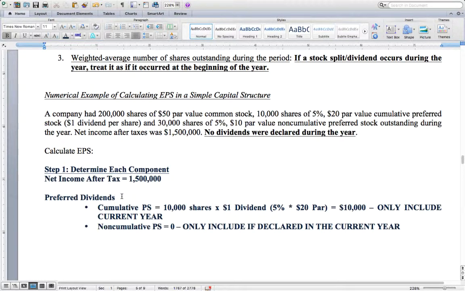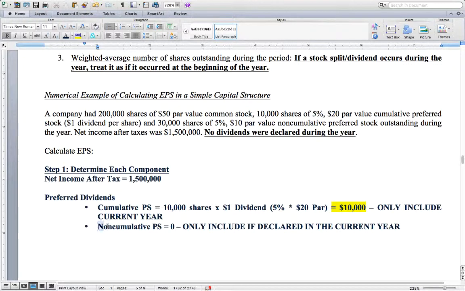As we noted previously, there are cumulative and non-cumulative preferred stock. As the fact pattern in the problem provides, there were no dividends declared during the current year. Therefore, the only preferred stock dividends you need to account for are the cumulative preferred stock dividends. When you figure out the math, $10,000 is what you paid in preferred stock dividends for cumulative preferred stock. You did not declare this, but since it's cumulative preferred stock, you have to recognize it.